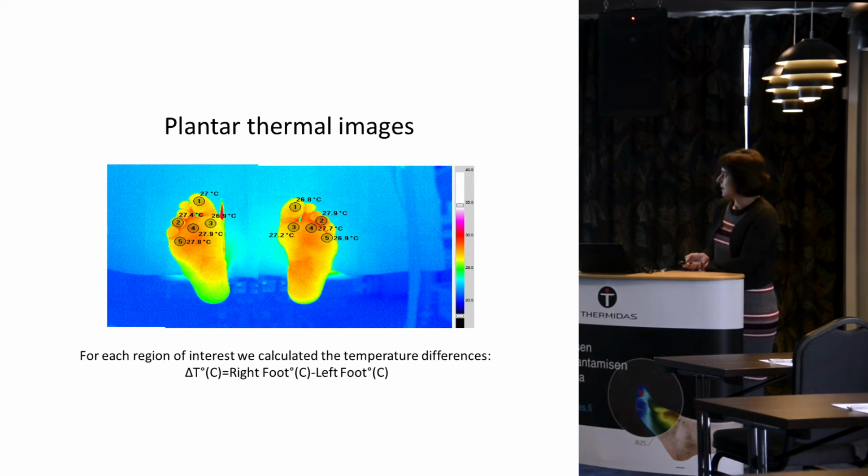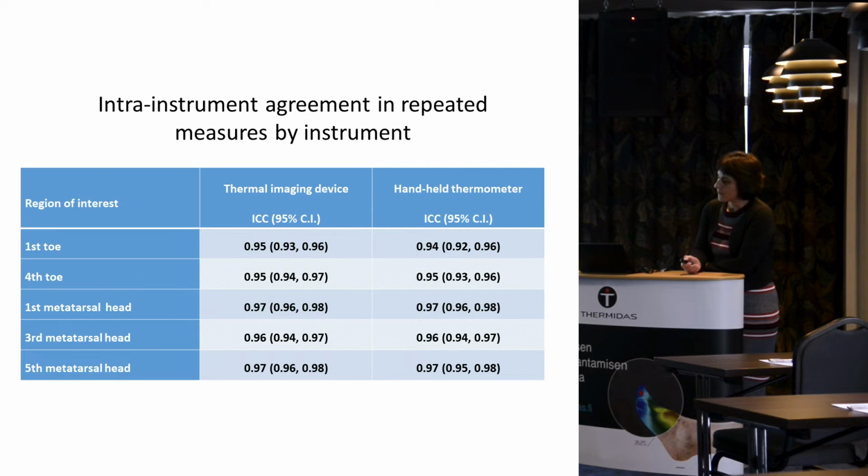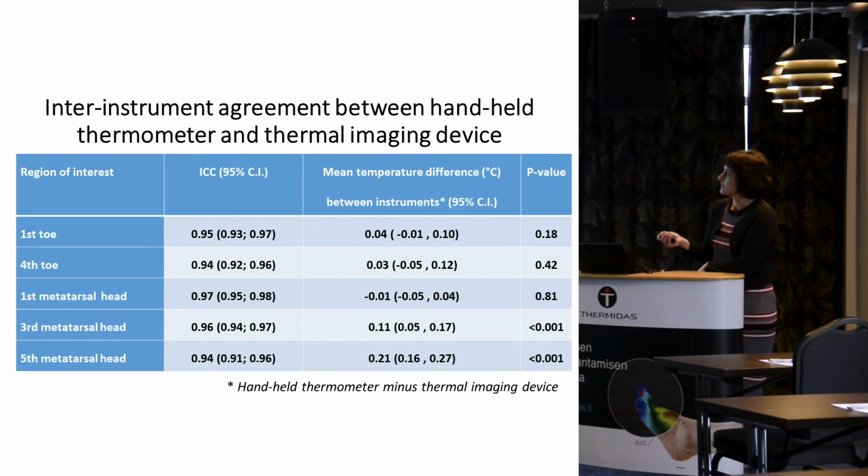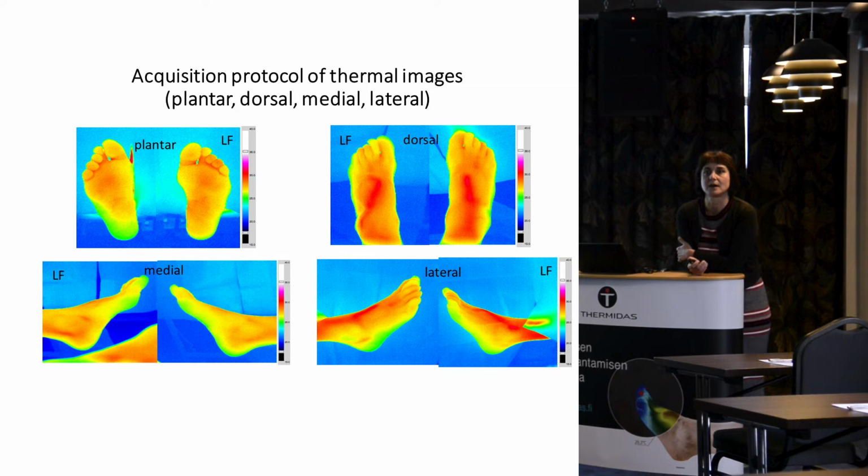temperature differences. Within this first study, we reported that there was a very good instrument agreement in repeated measurements by the instruments, and also a very good inter-instrument agreement between the handheld thermometer and the thermal imaging device. And within this study of 105 healthy volunteers, we also developed the acquisition protocol. We were interested in having plantar, dorsal, medial, and lateral images to be able to assess the whole foot.